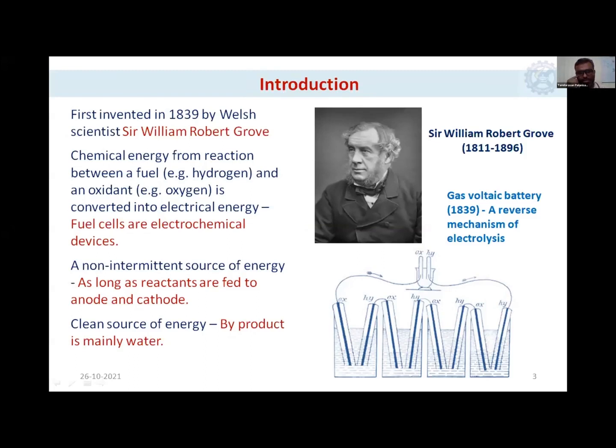His idea is very simple. He knew that if you apply potential to water, it will be split into hydrogen and oxygen. And he thought, why is it not true in the converse manner? That means, on an electrode, if you supply hydrogen and oxygen, why wouldn't it produce electricity? So that is the basic idea of Sir Grove, and he actually demonstrated it in 1839. He called it a gas voltaic battery.